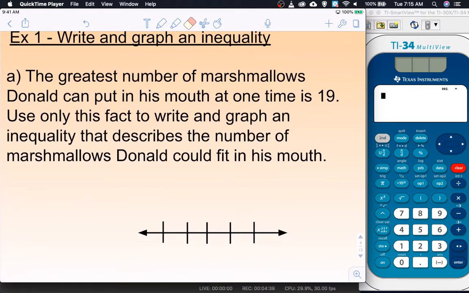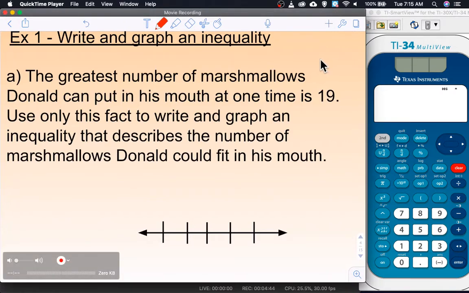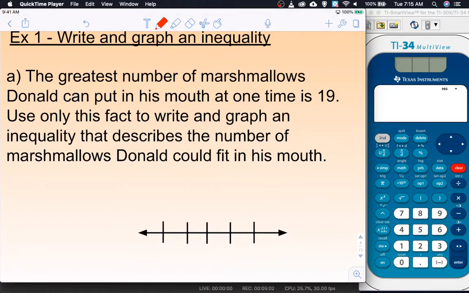All right, so write and graph an inequality. The greatest number of marshmallows Donald could put in his mouth at one time is 19. Use only this fact to write and graph an inequality that describes the number of marshmallows Donald could fit in his mouth. The inequality is going to look something like, well, I'm going to use M for marshmallows and 19. So the marshmallows, it's something with the number 19. Is it bigger, smaller, or equal to, greater than, less than?